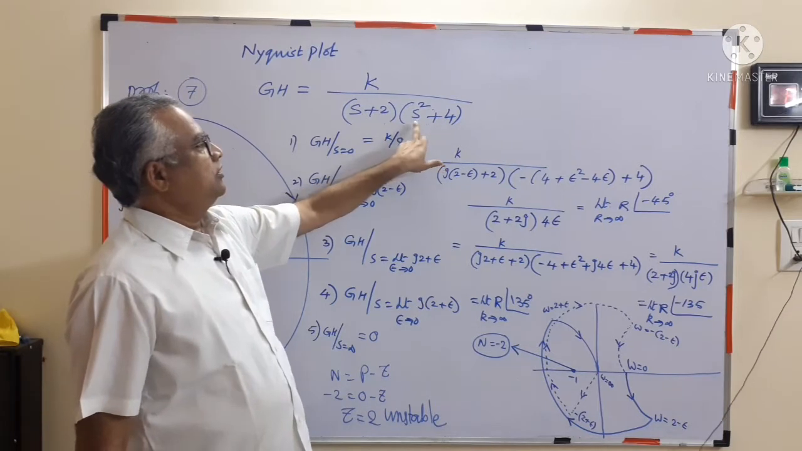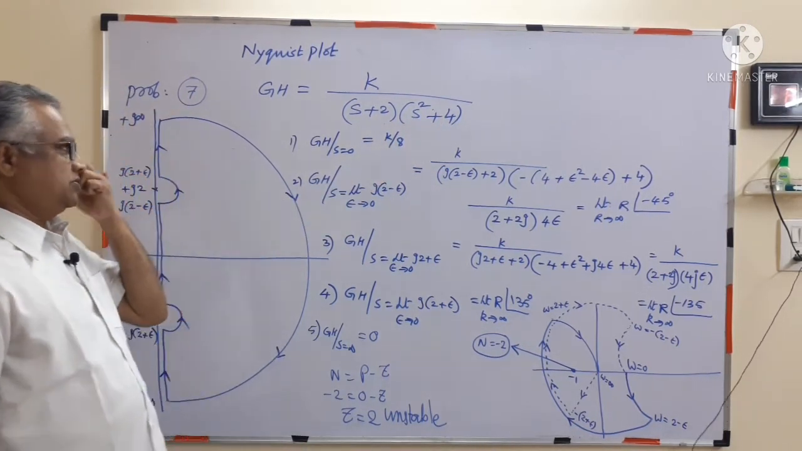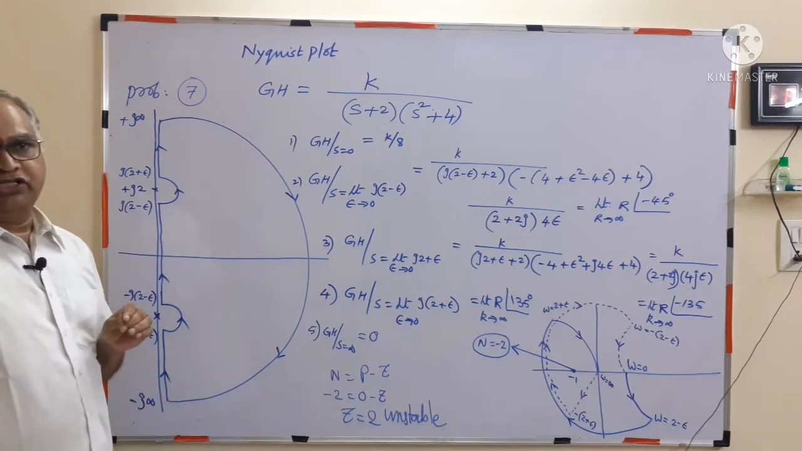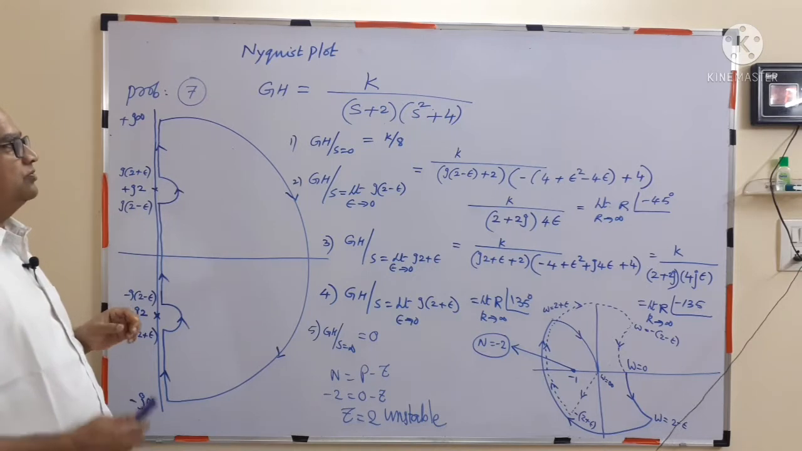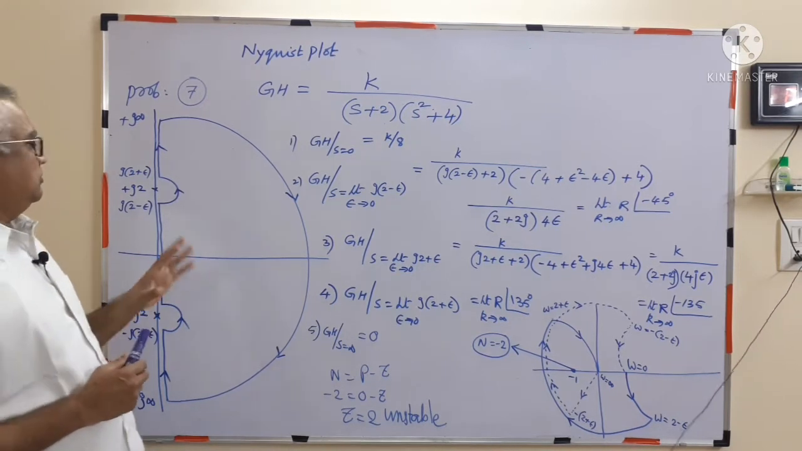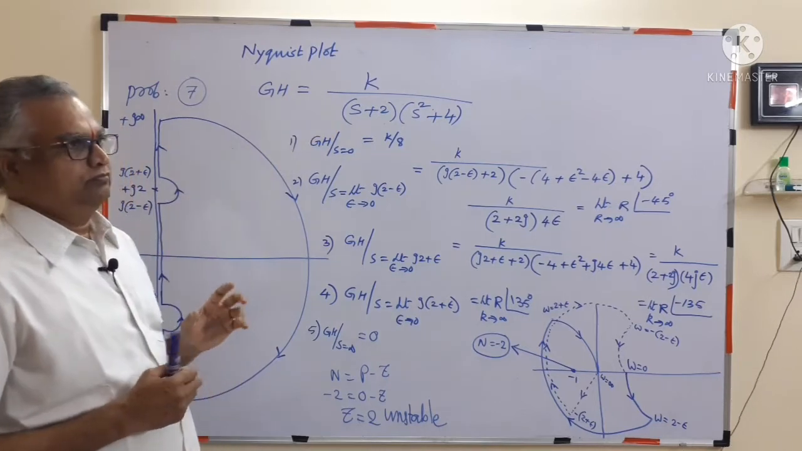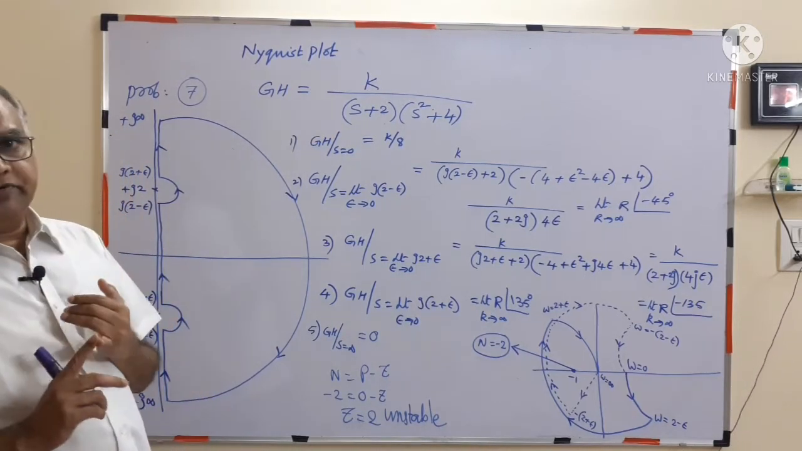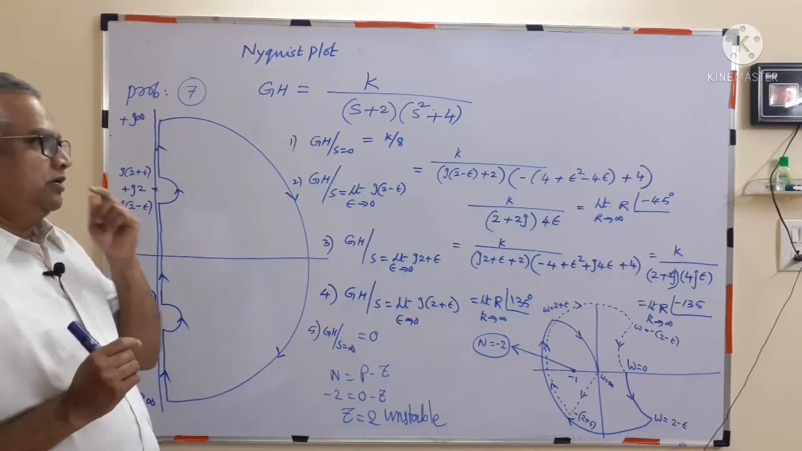Then poles are located on j omega axis. S square plus 2 is having poles on j omega axis. So path depends on the open loop transfer function. Nyquist path always depends on the open loop transfer function.